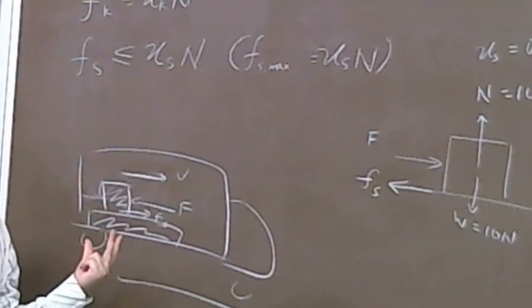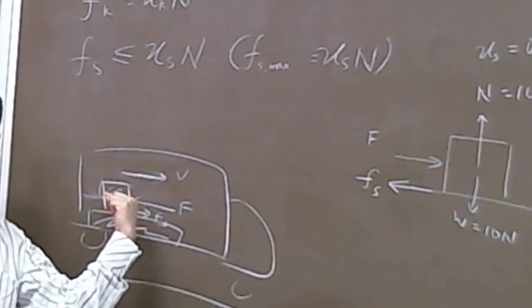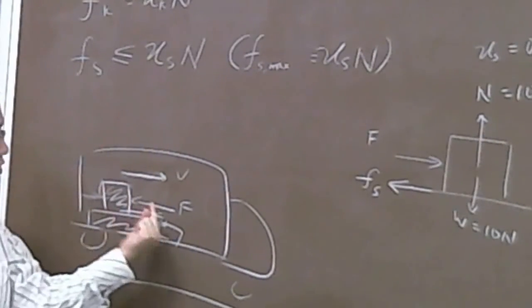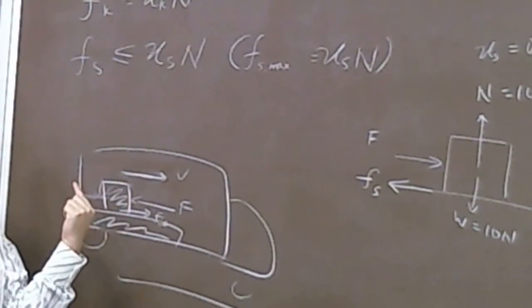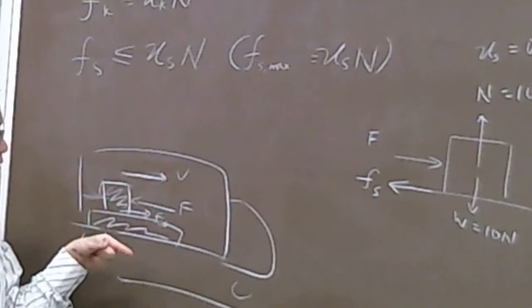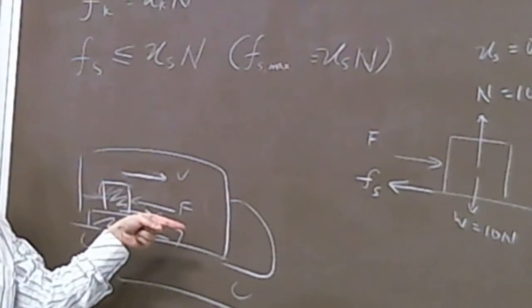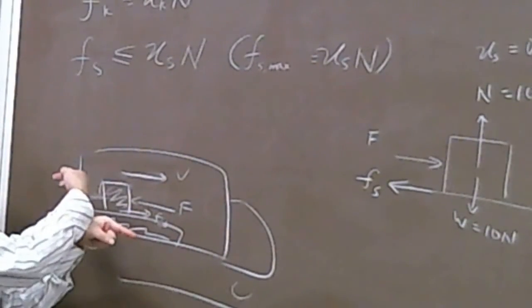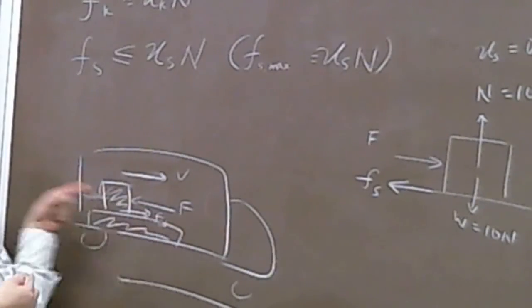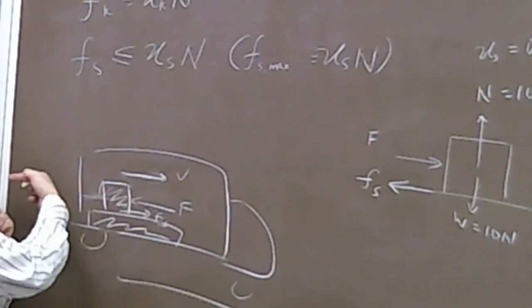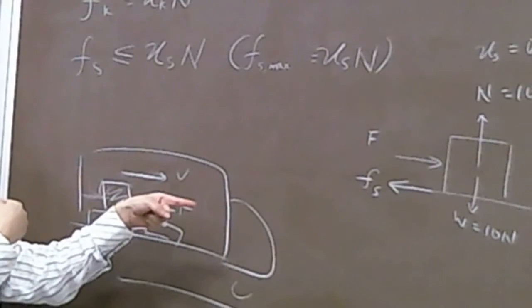So it's static friction if I'm trying to push in that direction, and the frictional force is static frictional force. It will act against the external pushing force. I'm trying to push it this way, so it tries to move this way, so the frictional force is in this direction.